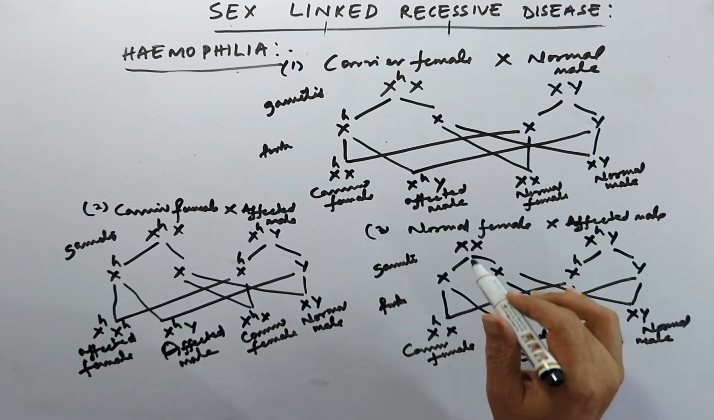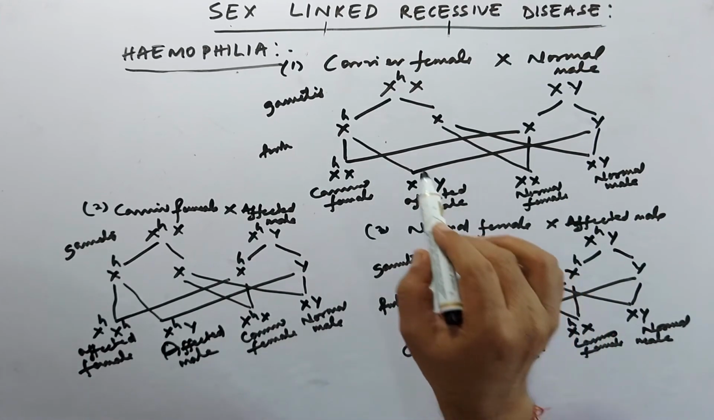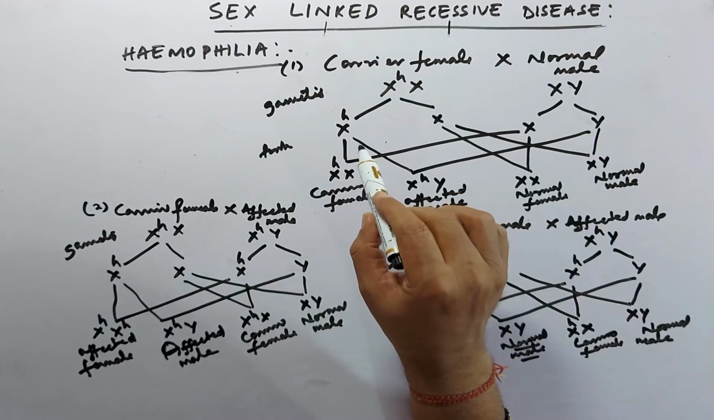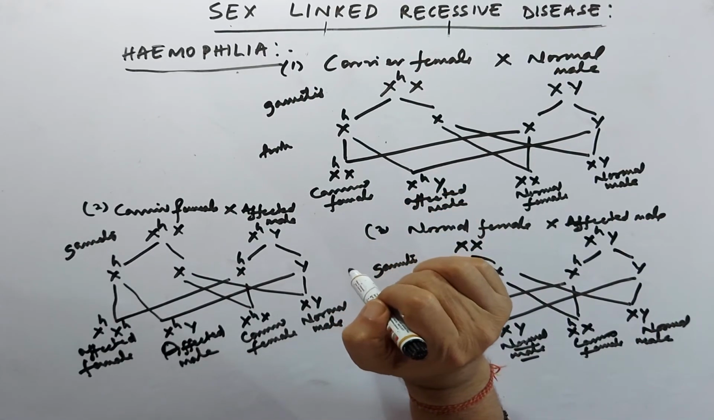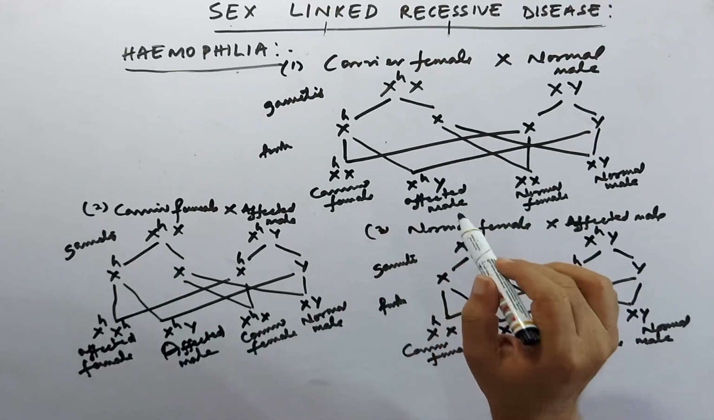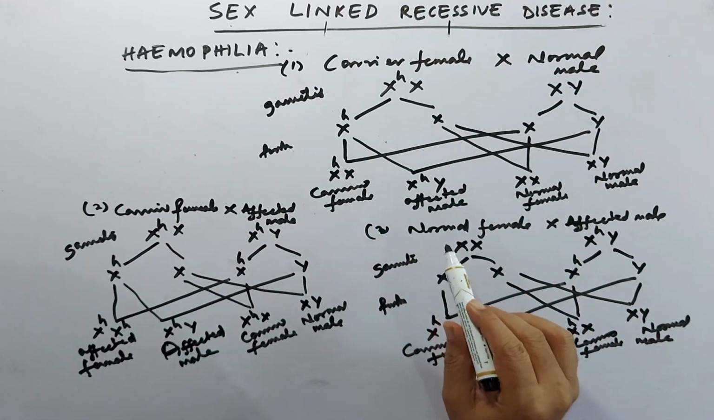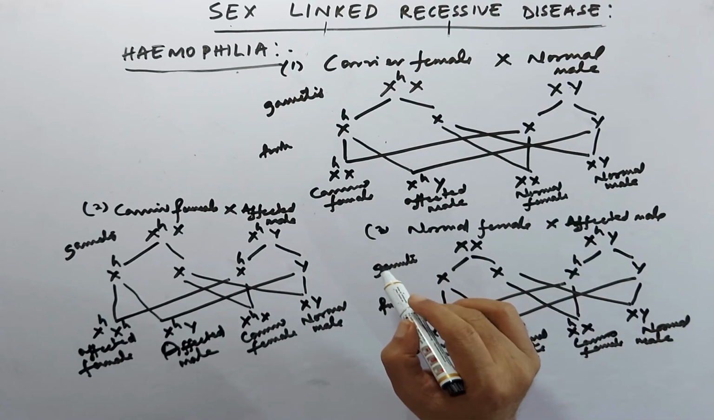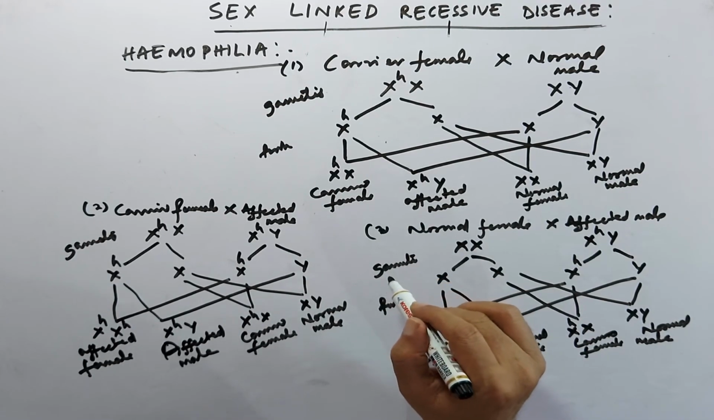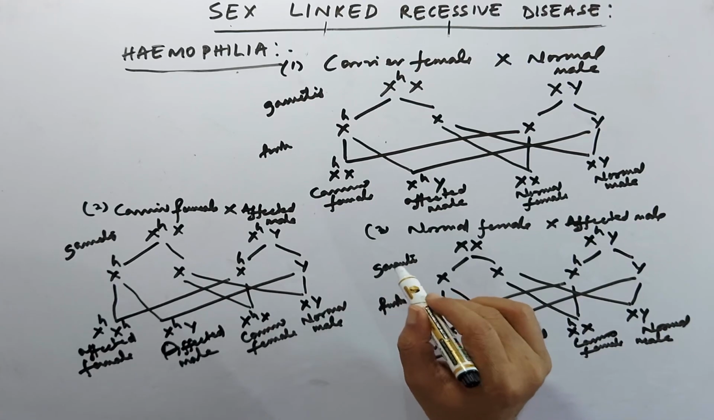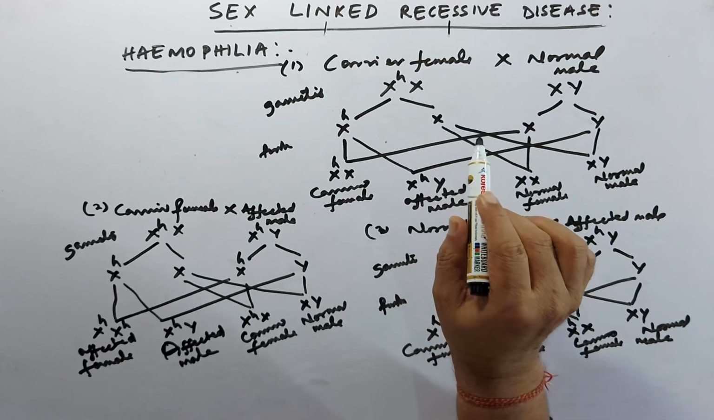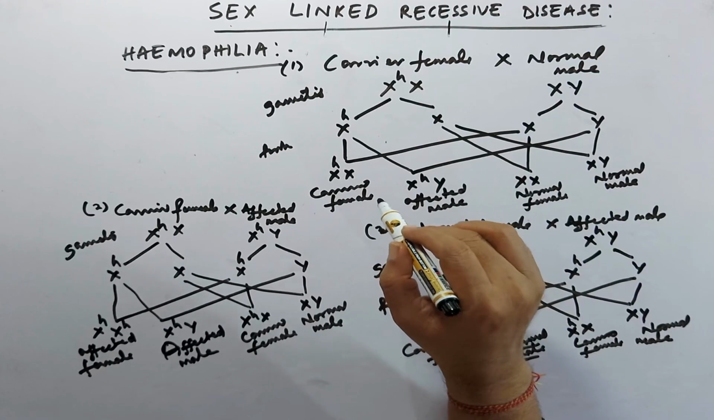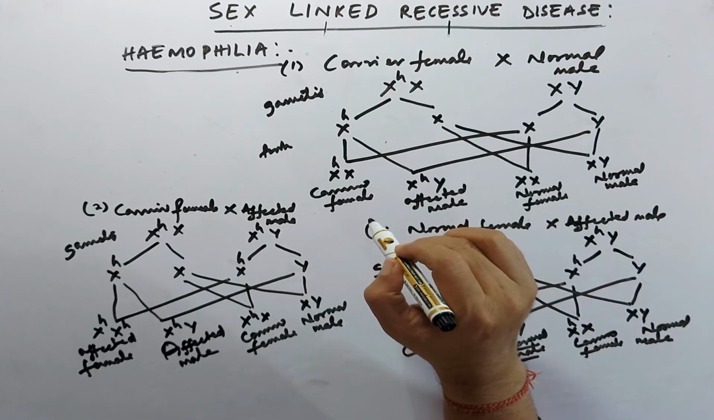So in this way there is passing of this sex linked gene, that is hemophilia. This is very important from the examination point of view. The different crosses arise in almost every examination. So next class we will discuss another sex linked disease, that is color blindness.